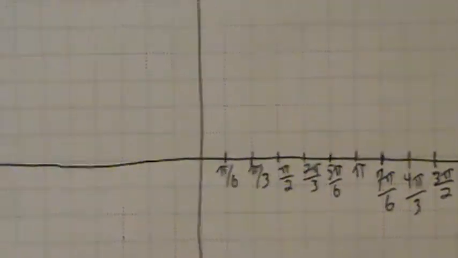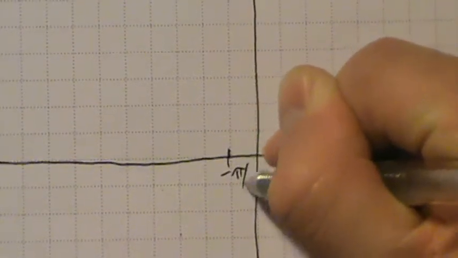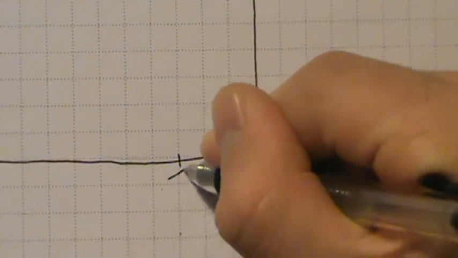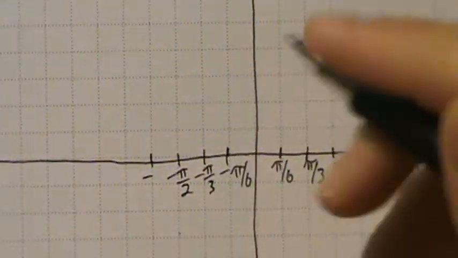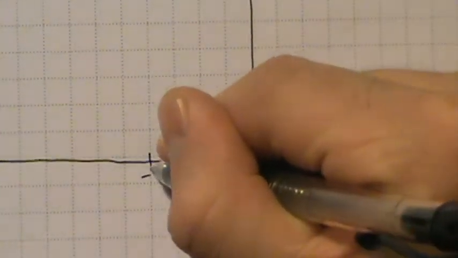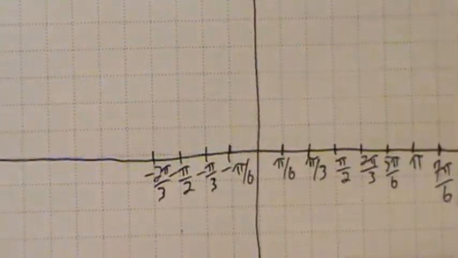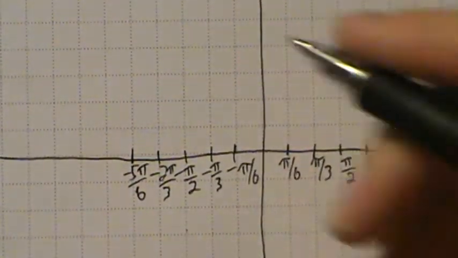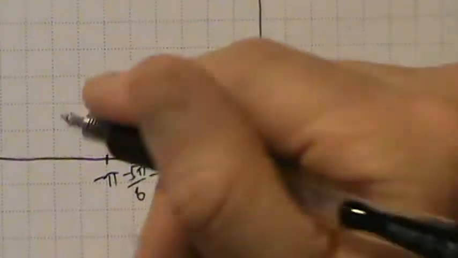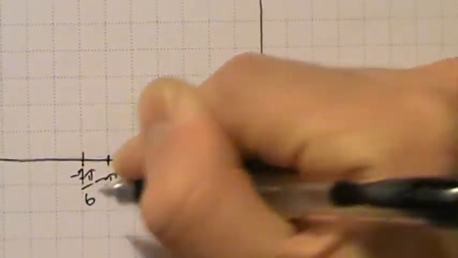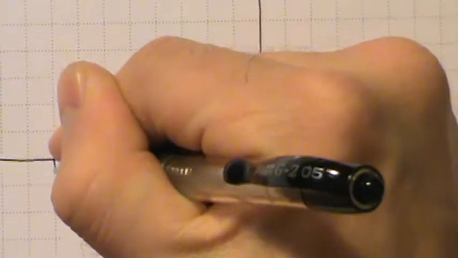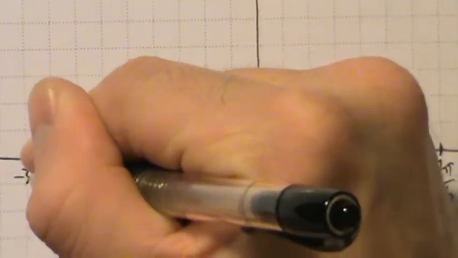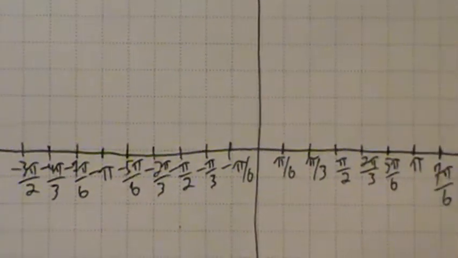Okay, then the same exact thing going the other way, so this will be negative pi over 6, negative pi over 3, or 2 pi over 6, negative pi over 2, negative 2 pi over 3, negative 5 pi over 6, negative pi, negative 7 pi over 6, and negative 4 pi over 3, and then negative 3 pi over 2. Okay, so we have that.